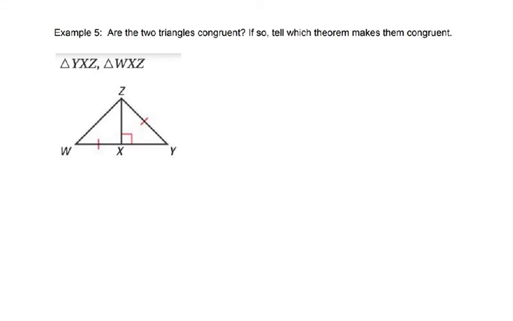So finally, we don't get told which one we're going to use. We're just being asked, are the two triangles congruent? And if so, explain which theorem makes them congruent. So the first thing I'm going to do is say, okay, if WXY is a straight line, then this is also a right angle. And the way they've said this, YXZ, so Y to X to Z, is congruent to WXZ.